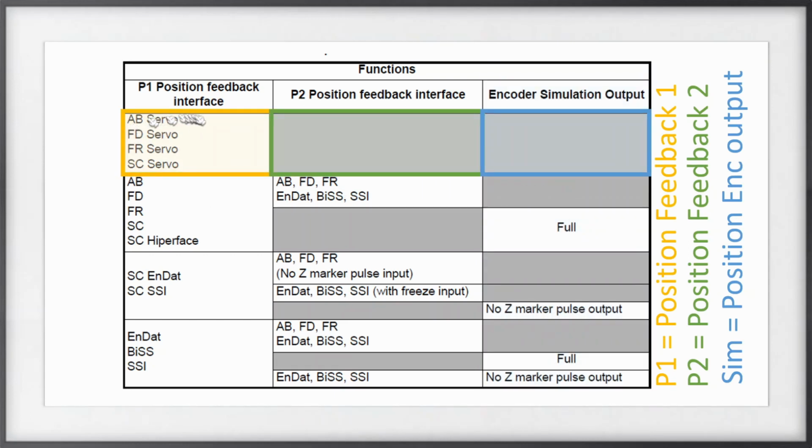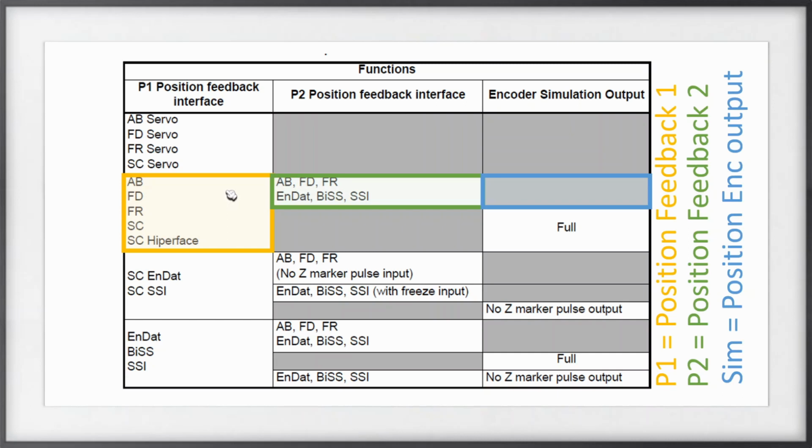When you look at the table like this, when you have an AB servo encoder or any of these other options, then you can't use P2 or simulated output. The reason for that is these particular feedback devices take up all of the pins on the module, so there's nothing free. However, if you have one of these types of encoders, like an AB quadrature encoder, that's only got an A0, B0, and a Z pulse, no commutation channels, so you've got half the pins still left open on the port, and the module's smart enough to use this for other stuff.